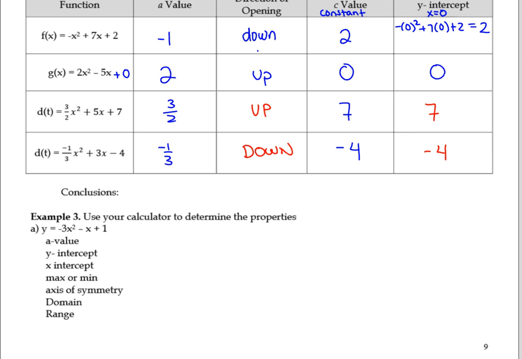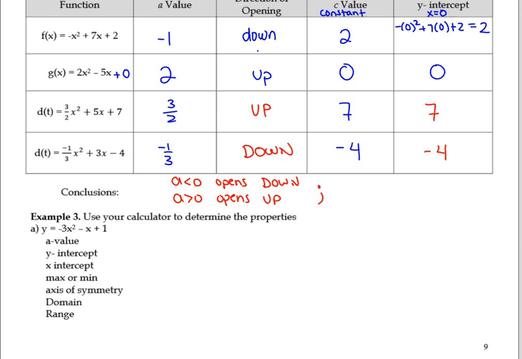So conclusions for a, if a is less than 0, it's going to open what direction? If a is less than 0, down. Okay. And if a is greater than 0, opens up. So that's the conclusion from there.